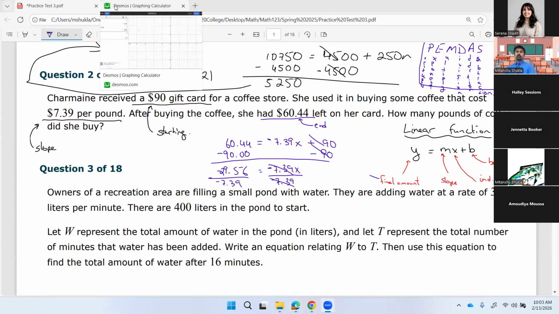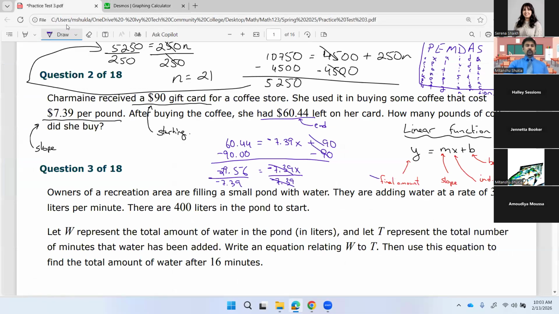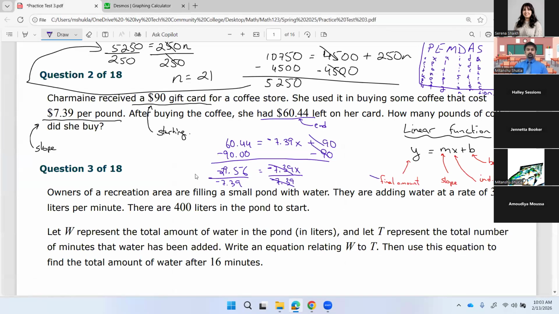So we're going to plug this in. 29.56 divided by, shoot, what was it? 7.39. That gives me 4. So we're saying x is equal to 4, for 4 pounds of coffee.